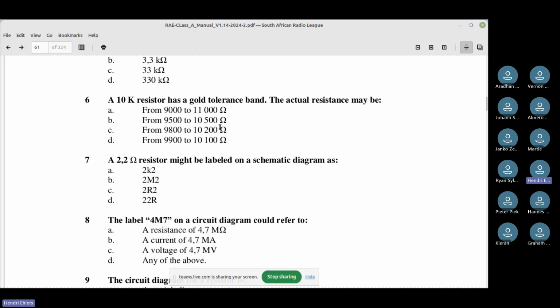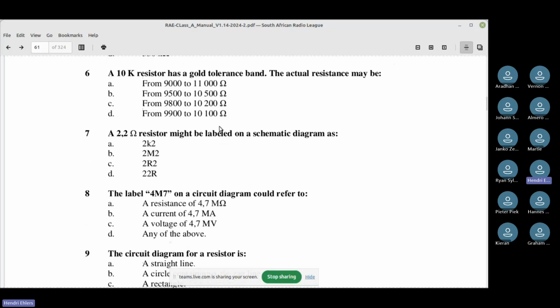A 10K resistor has a gold tolerance band. The actual resistance may be gold, 5%. That's the one that we used in the sample. So, if you just have memory, you'll be able to identify it. 10K. So it can be 5% up or 5% down.